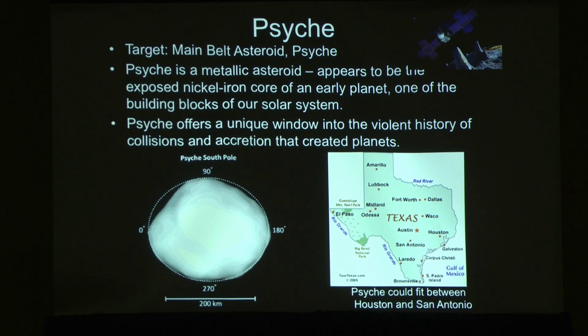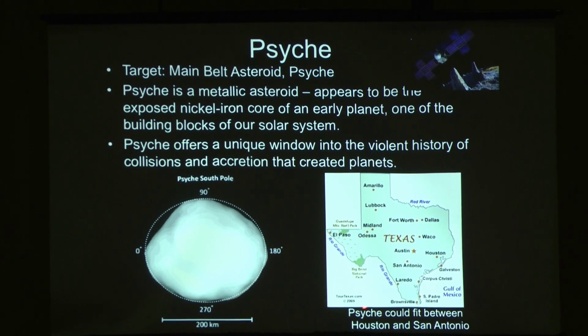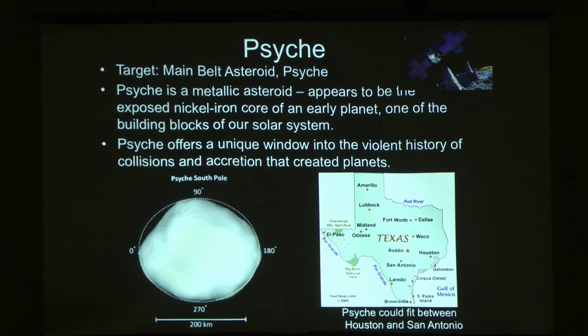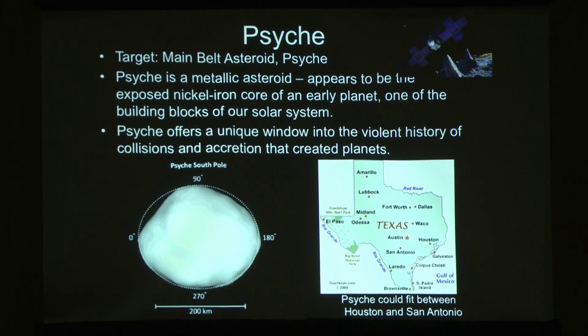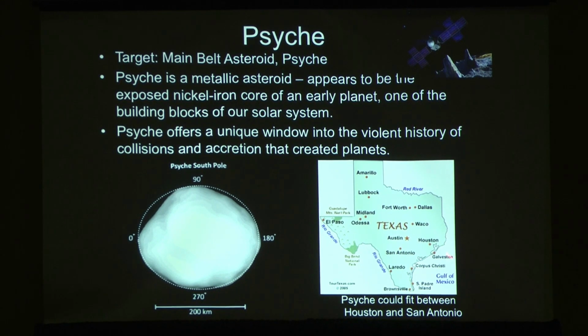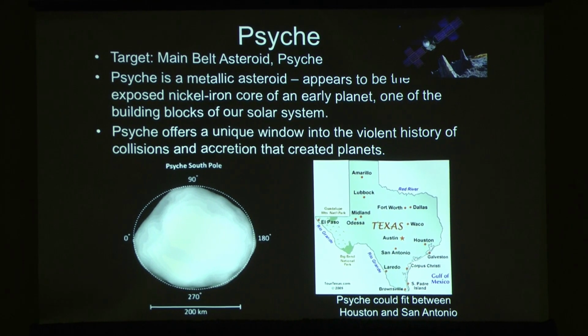And for scale, I wanted to let you know how big these objects are. Psyche is about 200 kilometers across. Note that I'm using metric units. I know probably the audience likes to think in English units. As a scientist and engineer, I try and think in metric units, so I'm going to challenge you guys to start thinking that way. But Psyche could fit in between Houston and San Antonio in Texas. So any of you who are from Texas or had to drive that area, now you have an idea of how big Psyche is.